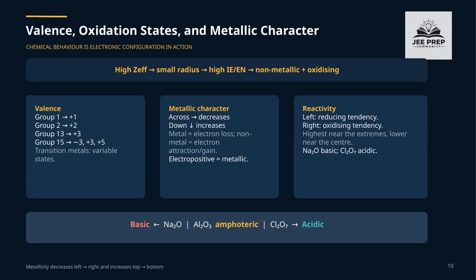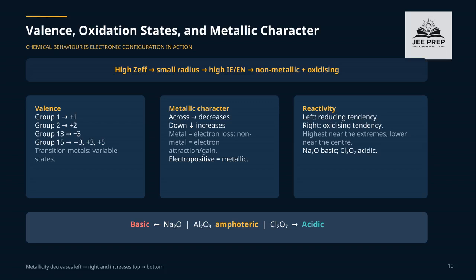Now use successive ionization enthalpies. An unknown has IE1 equal to 500, IE2 equal to 4500, and IE3 equal to 6000. Where is the large jump? After the first removal. That means the atom had one valence electron and belongs to group 1. If the values were 738, 1451, and 7733, the jump would occur after the second removal, identifying group 2.